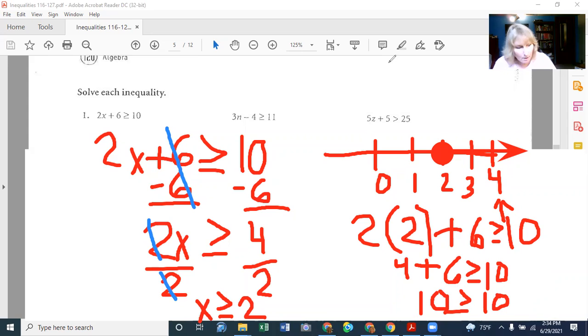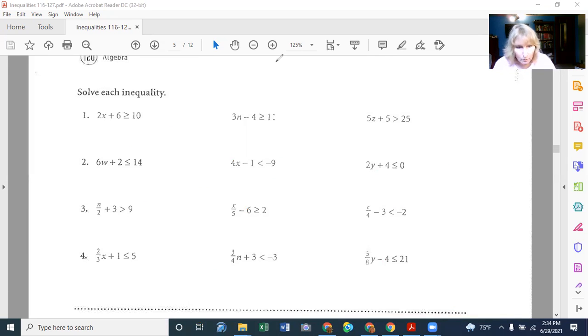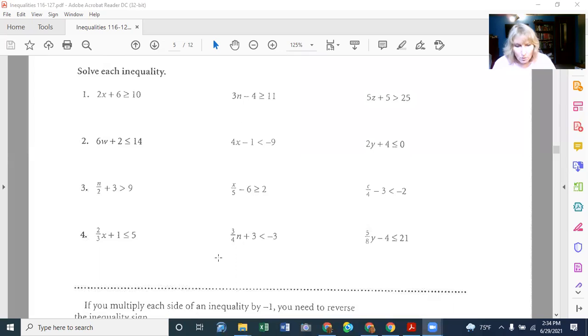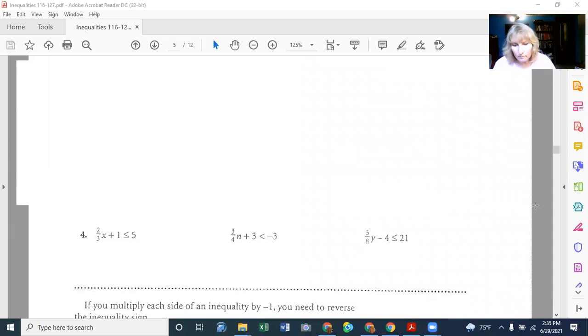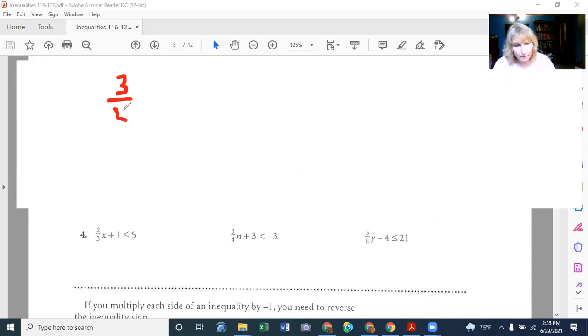Okay, let me clear this. And I wanted to do 4b for you. So we have 3/4 n plus 3 is less than -3. So let's make a little bit of white space here. Let's get a little bit of writing room. So the one I'm doing is 3/4 n plus 3 is less than -3.